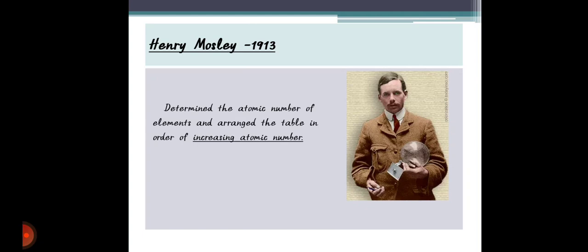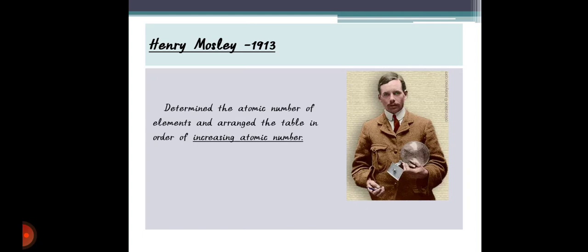And in 1913, Henry Moseley, an English physicist, discovered that atomic number is the most fundamental property of an element and not its atomic mass. This discovery changed the whole perspective of elements and their properties. Accordingly, Mendeleev's periodic law was modified to the modern periodic law, which states that the chemical and physical properties of elements are a periodic function of their atomic number.